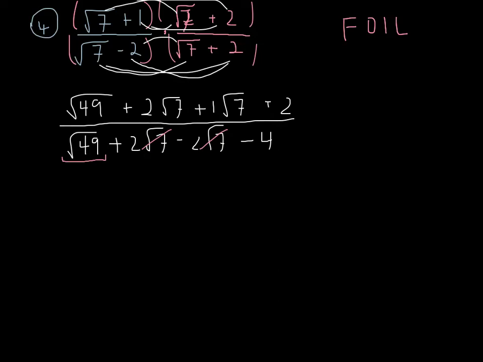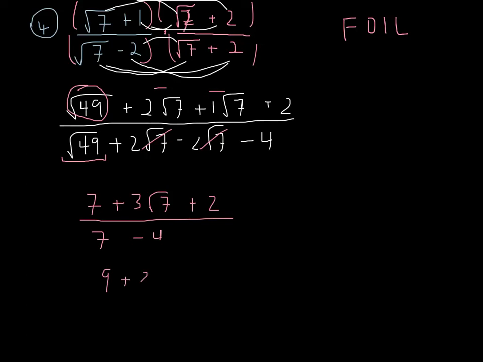So I'm going to clean this up as much as I can. In the top, I have square root of 49, which I'll write as 7. I have 2 square roots of 7 plus 1 square root of 7 makes 3 square roots of 7, and then plus 2 at the end. All over the square root of 49, which is 7, minus 4. So let's see what that turns into. Again, we have to do a couple more steps of cleanup. In the top, 7 plus 2 is 9 plus 3 roots of 7. Clean those numbers up. Over 7 minus 4, which is 3.